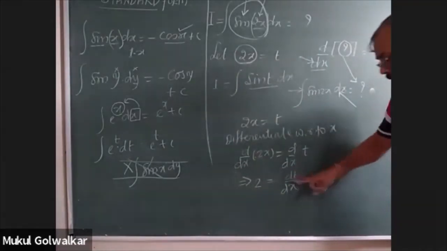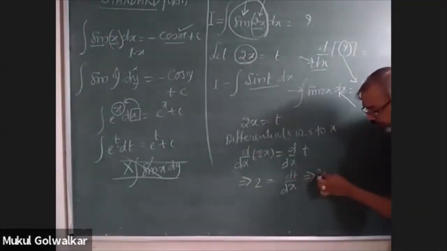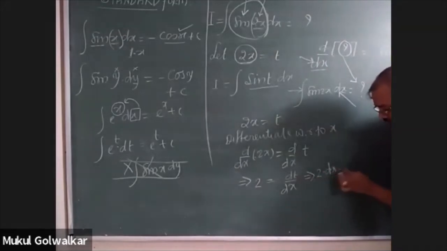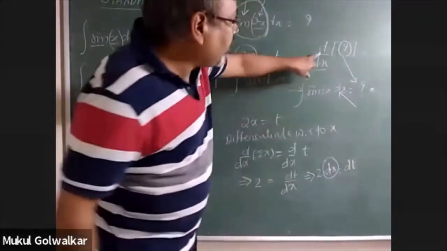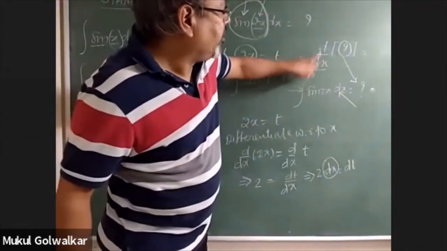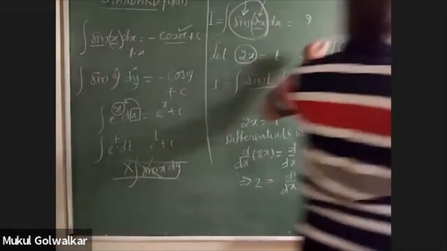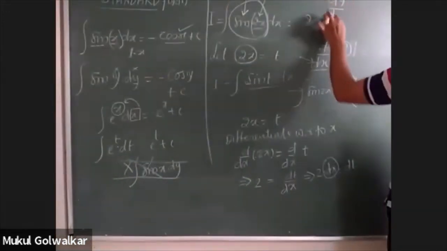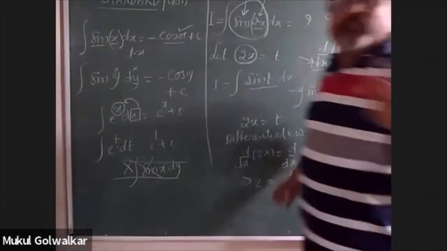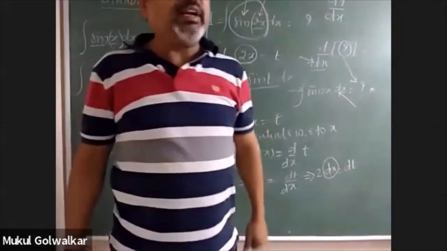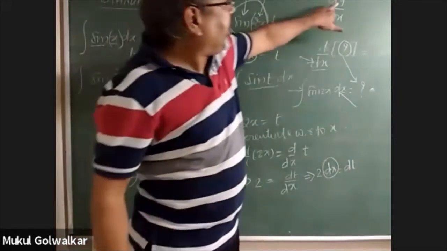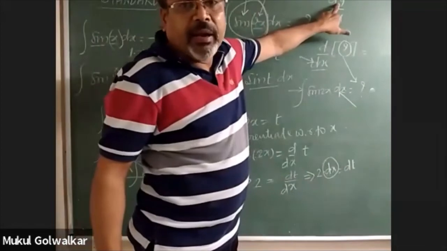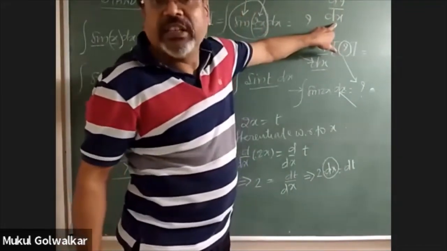If I cross multiply, I write 2 dx is equal to dt. And this dx can be assumed as the change in the variable x. When you read the symbol dy/dx, you read the numerator as dy, that means change in y. Try to recall the physical definition of the derivative, dy/dx. dy means change in the dependent variable y, divided by dx, change in the variable x.